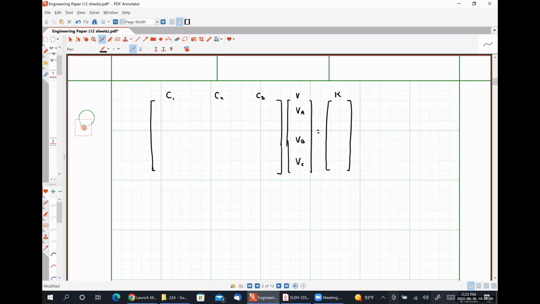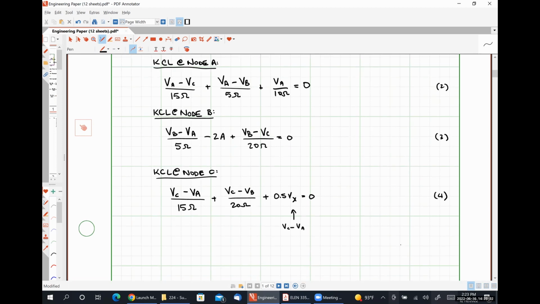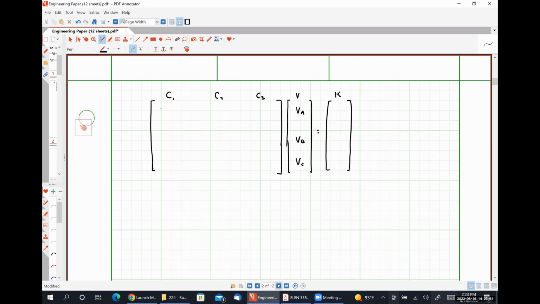Okay, so let's scroll back to the previous page and look at our equation 2, our first KCL equation. Okay, so the coefficient of VA is going to be 1/15 coming from our first term, plus 1/5 coming from our second term, plus 1/10 coming from our third term. So I'm going to go back to my matrix. I'm just going to write those down. 1/15 plus 1/5 plus 1/10.